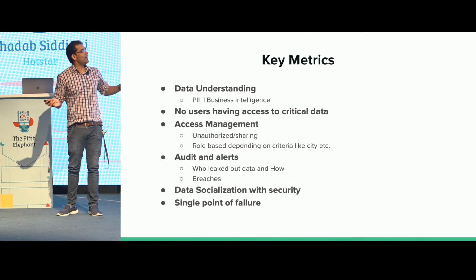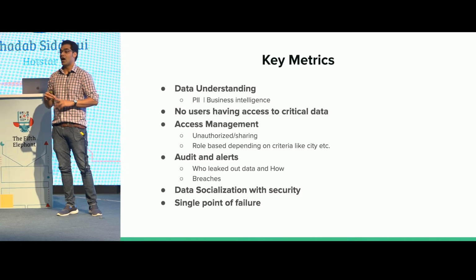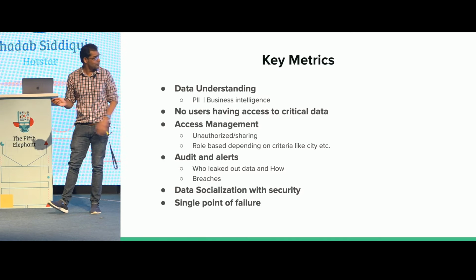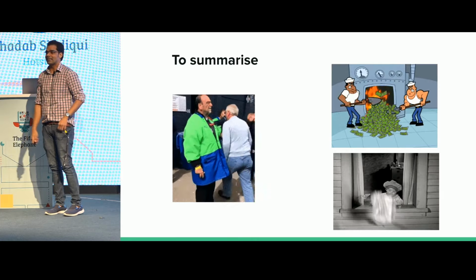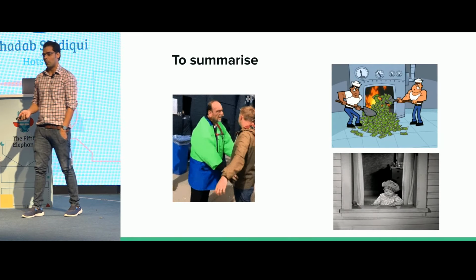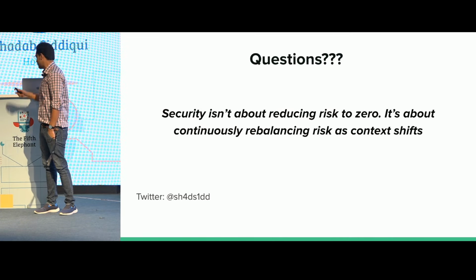There are key metrics, in terms of no one should have access to your PII data. If someone does, how would you audit it in real time? And you should have alerts. So it's basically like this. If you have security like this, you're going to end up burning a lot more money. That's all I had. I'm open for questions.